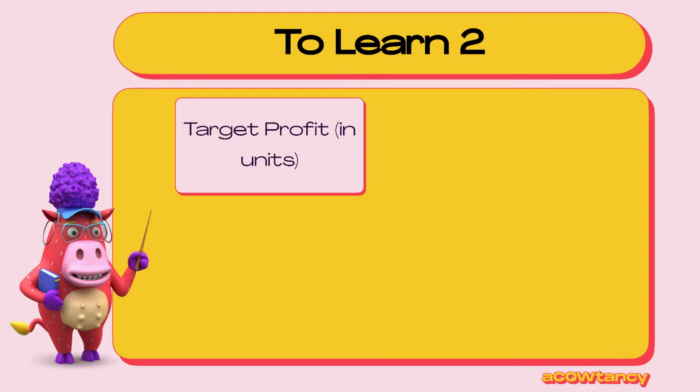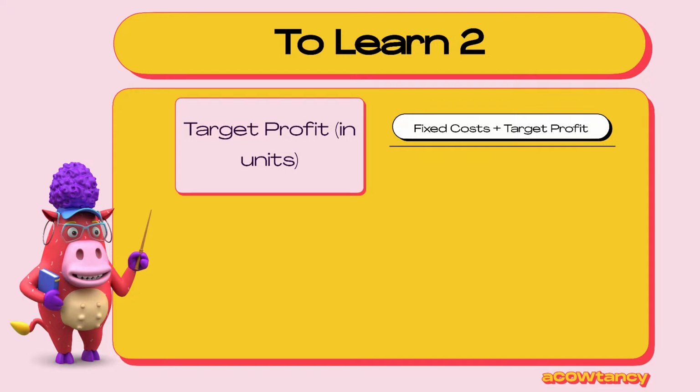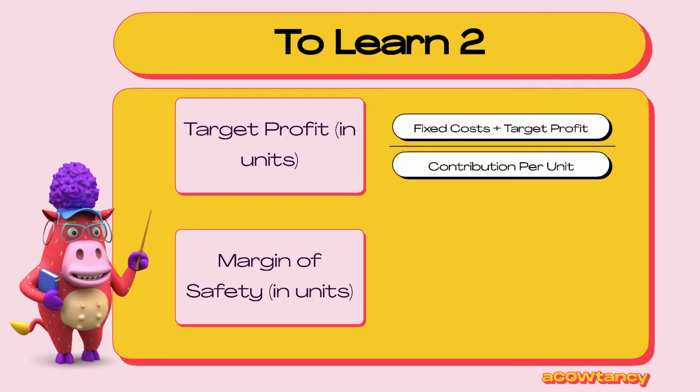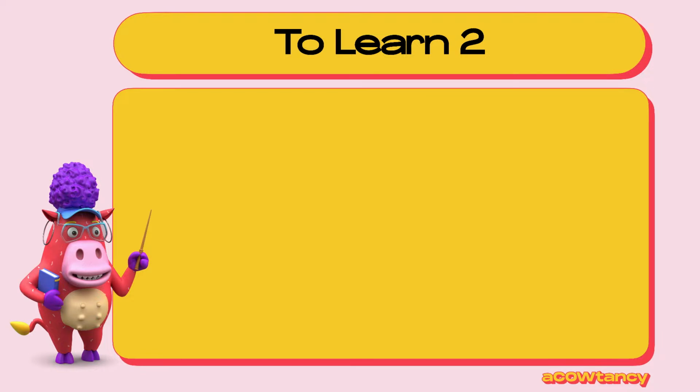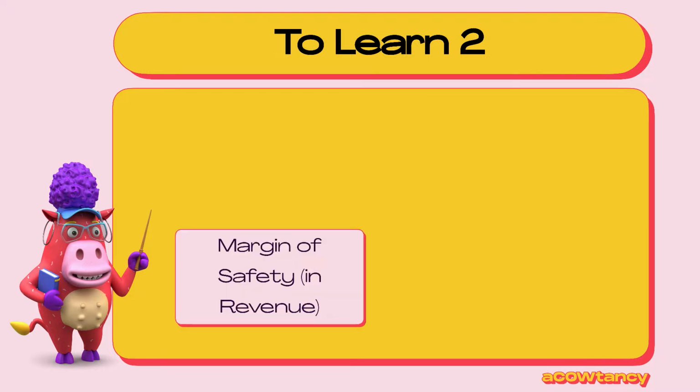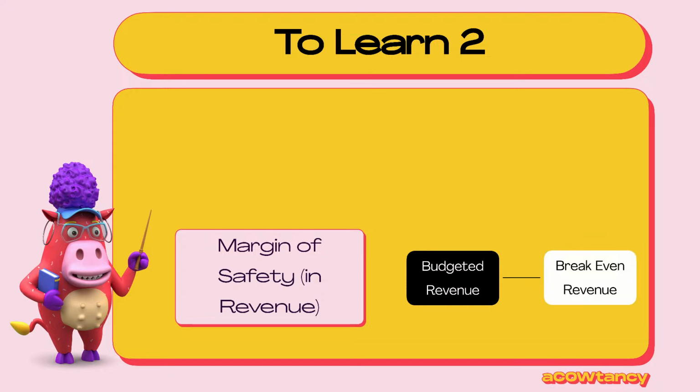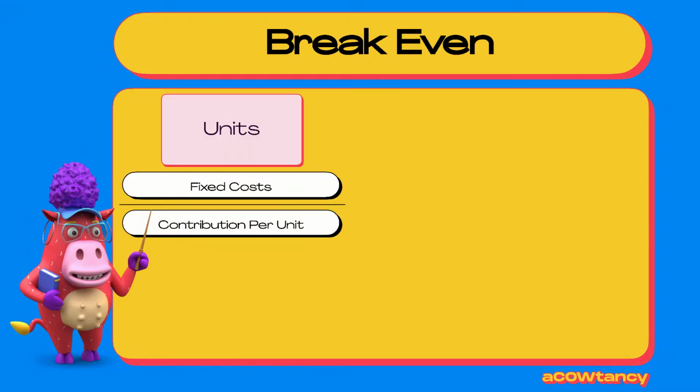Okay. You're getting good at this now. Fixed cost plus target profit divided by contribution per unit. Margin of safety: budgeted sales units minus break-even units. And finally, we just learnt margin of safety in revenue terms: budgeted revenue minus break-even revenue. But I've yet to tell you how to work out break-even revenue.